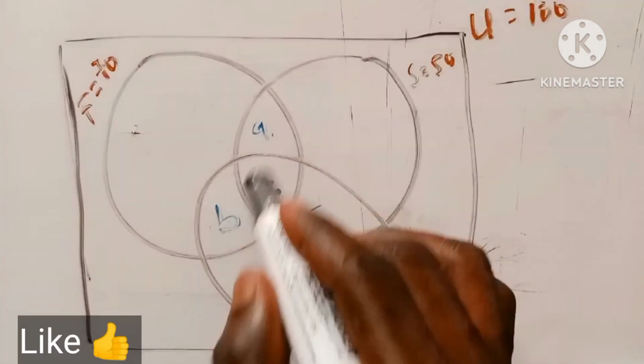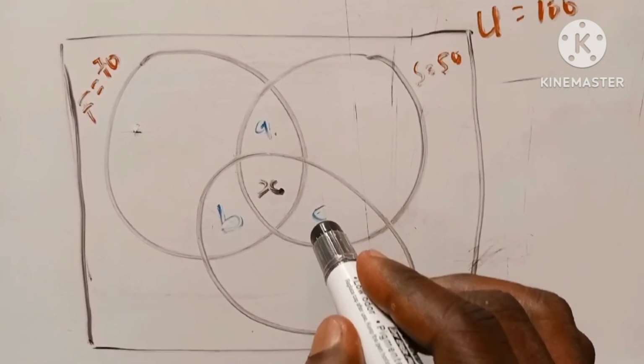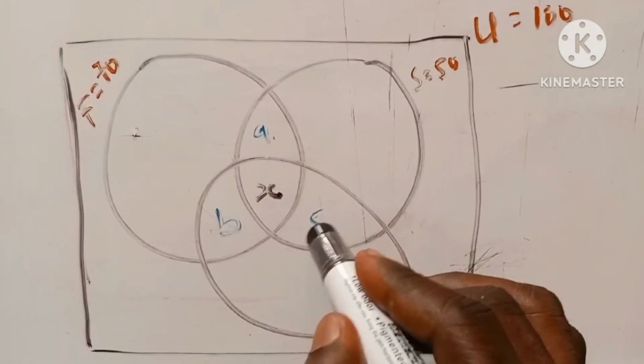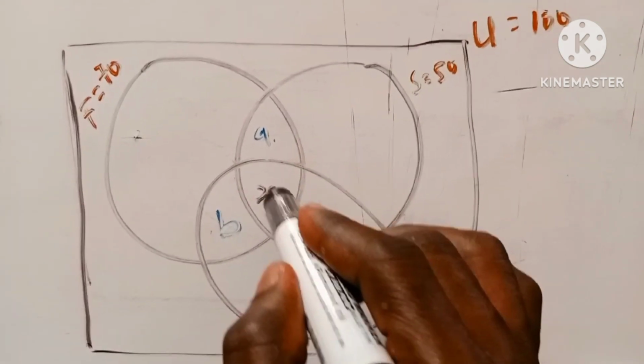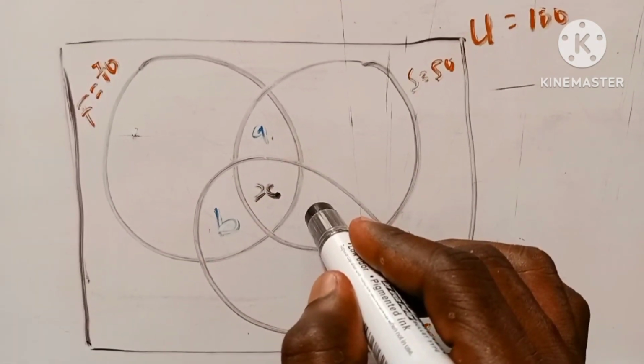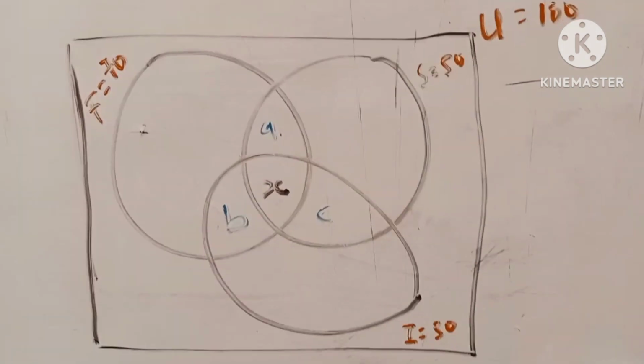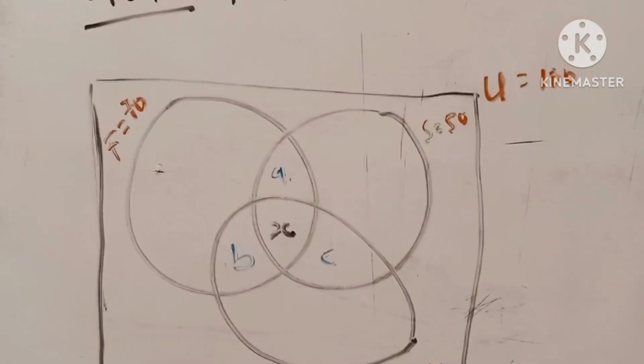So how many times have we counted these people? We are counting them two times, right? So since we are counting them two times, it means that this person here is part of these two people because he or she has all three conditions. Does it make sense?